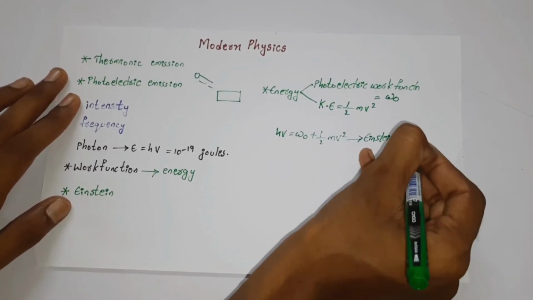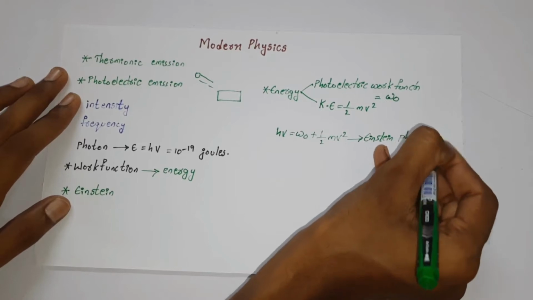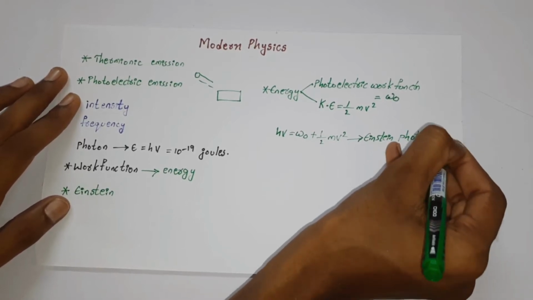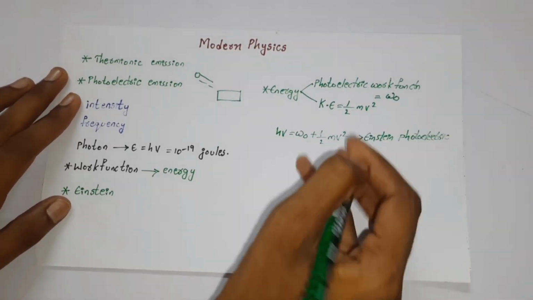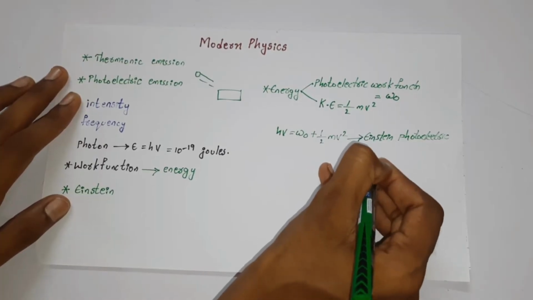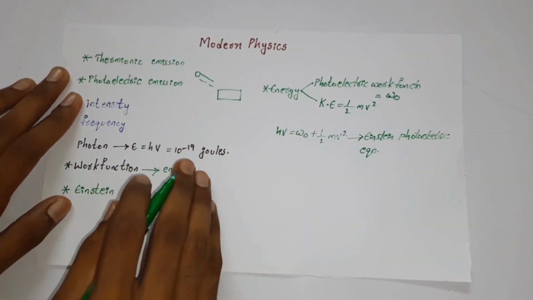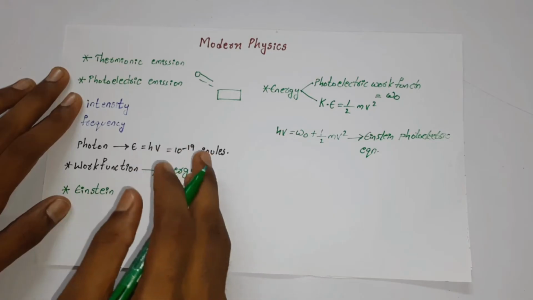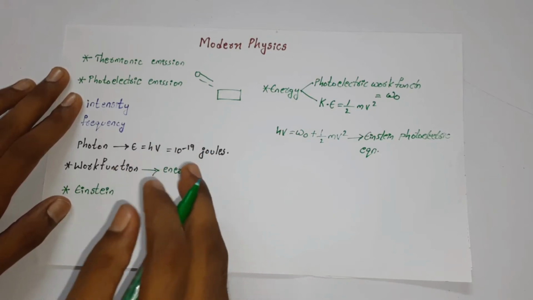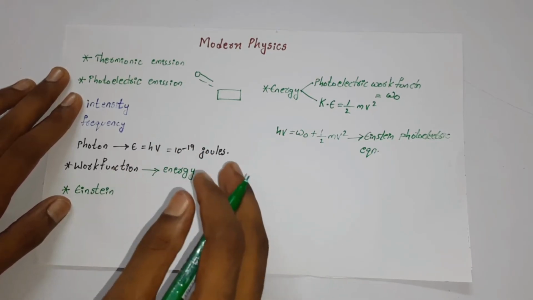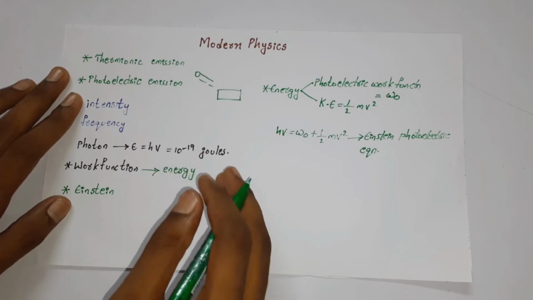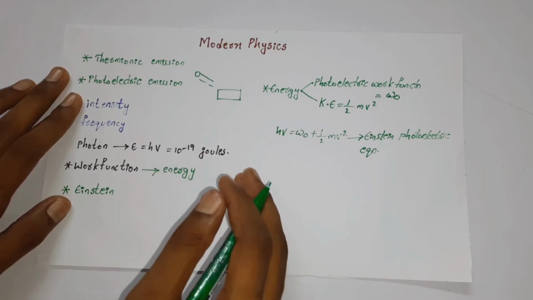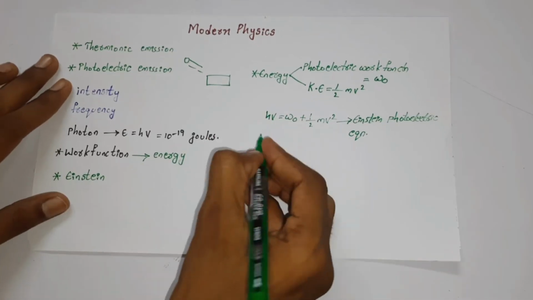So this equation is the Einstein photoelectric equation. And let us see, when the energy of the photon can only liberate the electrons from the metal, but it will not create kinetic energy, that means the kinetic energy of the photoelectron will be 0. At that time, what will happen?